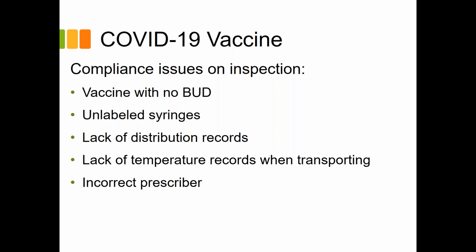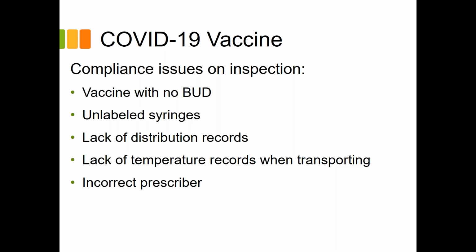Other times we find them drawn, but they don't have all the required information on them. Then there's lack of distribution records. We know some pharmacies are acting as hubs for the distribution of COVID-19 vaccine. It's still a distribution that you would need a record of. So if you're a hub and you're sending it out to other pharmacies, you need to keep a record of where that product's going. And the receiver on the other end also needs a record of what they received and where they received it from.